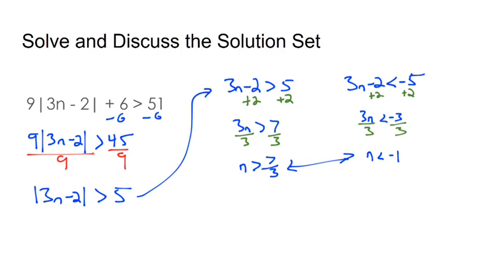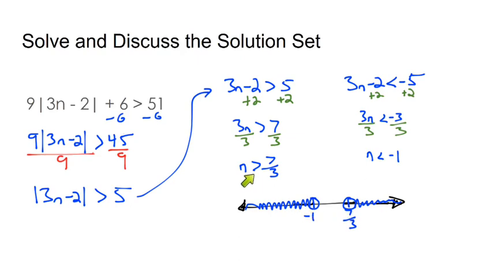What that would look like on a number line is, I'll come down here and draw my number line, because I think representing these values on a number line helps us interpret our solution. If here's negative 1 and here's 7/3, we have less than negative 1, so that would be these values, and greater than 7/3, which would be these values. Notice that I left them as open circles because we're not including the 7/3 or the negative 1.